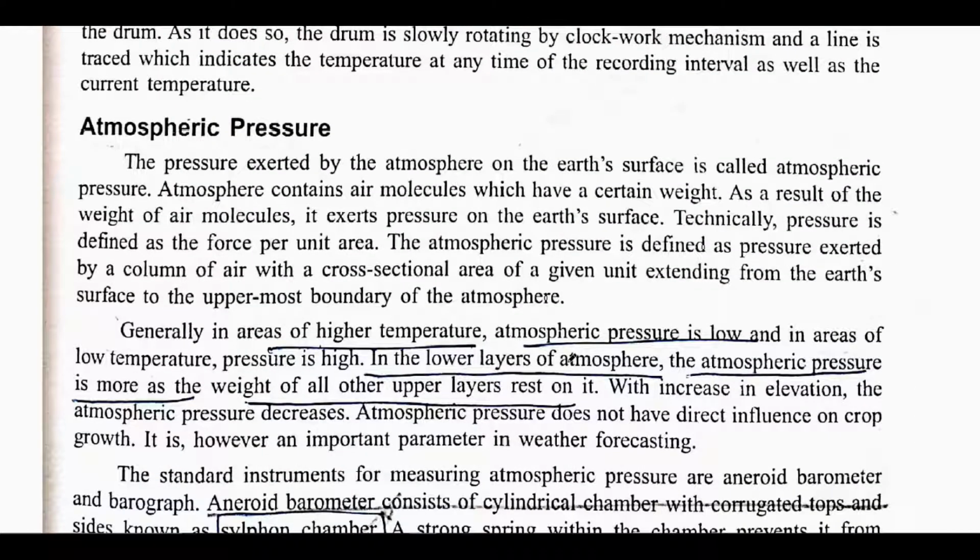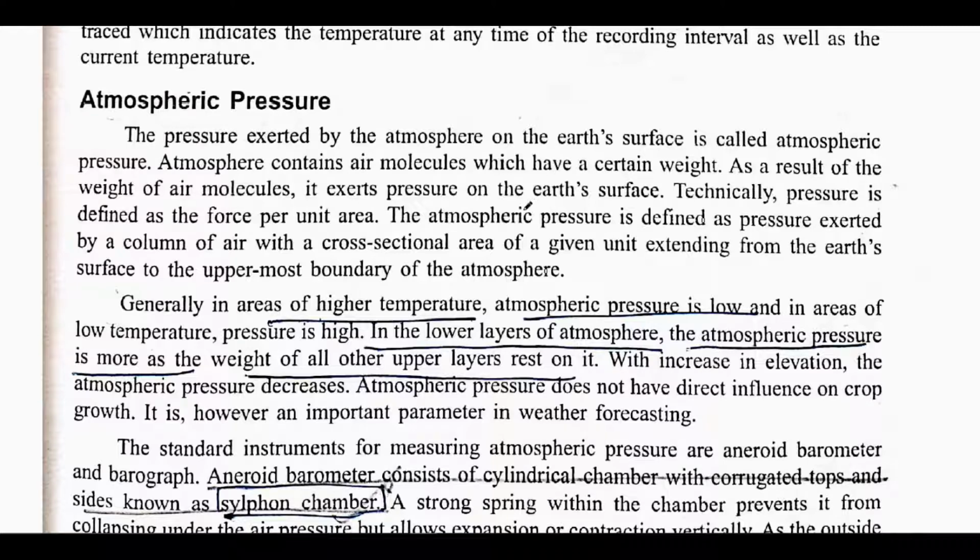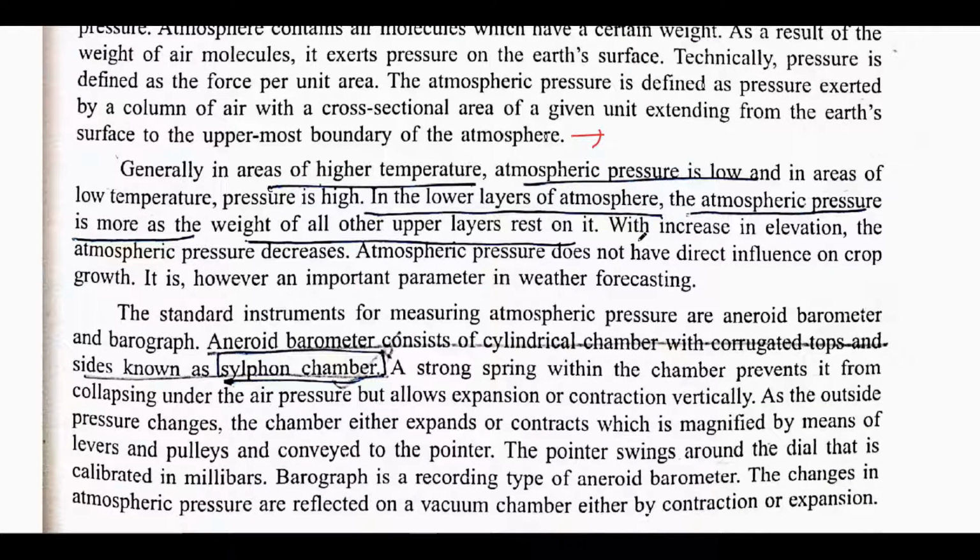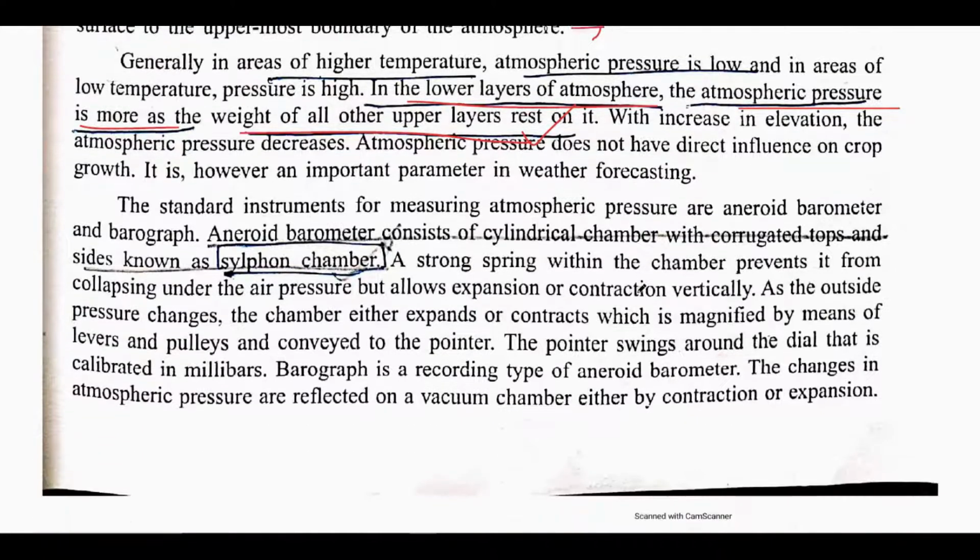After that, atmospheric pressure. The instrument used for measuring atmospheric pressure is the barometer. Atmospheric pressure is the pressure that is exerted by the atmosphere on the earth's surface. That is as simple as the statement. Now the important part is that in the lower layer of the atmosphere, the atmospheric pressure is more, as the weight of the upper layer is less. So the troposphere will have the highest atmospheric pressure compared to the mesosphere or thermosphere.